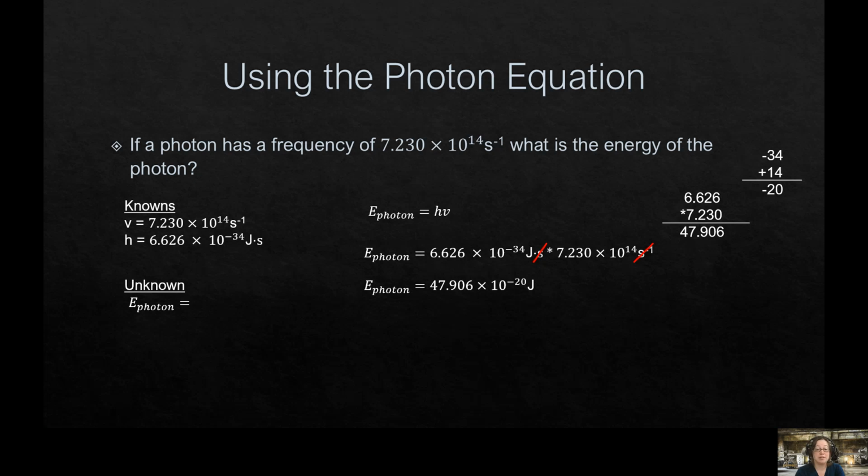And then you're going to put it all together, and it gives you 47.906 times 10 to the negative 20th power joules. Now, I will take this answer, but if you wanted to fix this and make it proper scientific notation, which I did not do here, you would put in 4.7906 times 10. And because we went to the left, we're going to add 1 to this, so it actually makes it negative 19 joules.